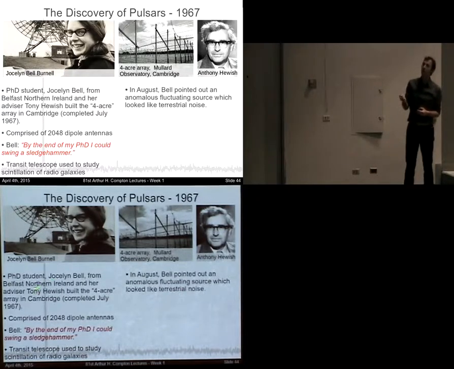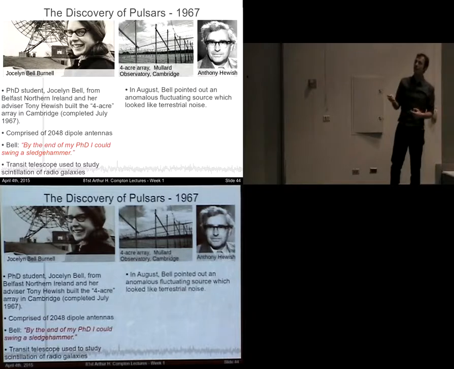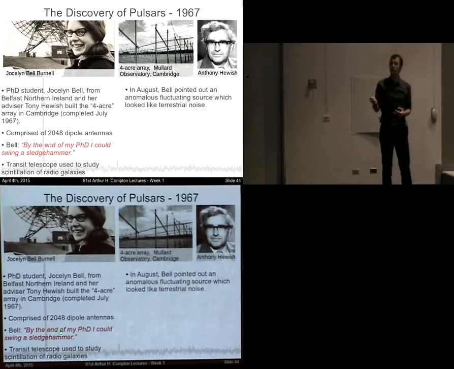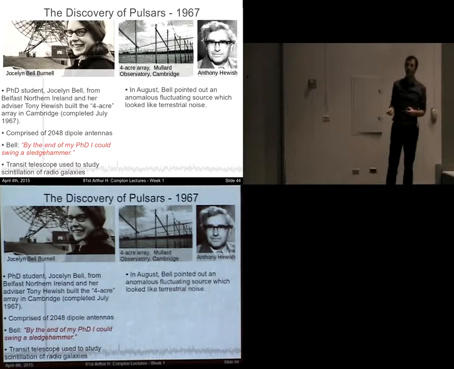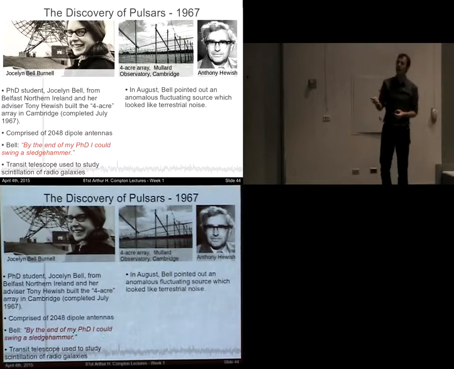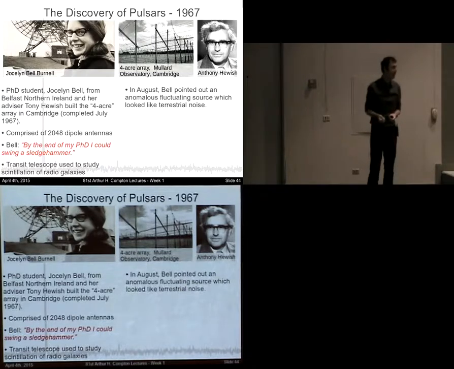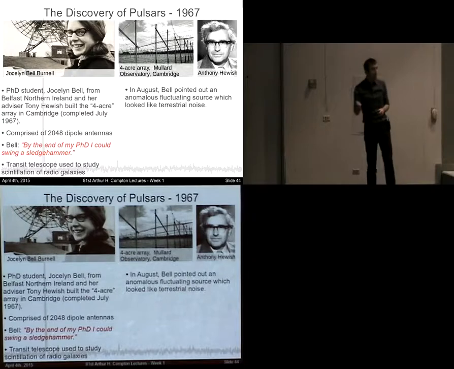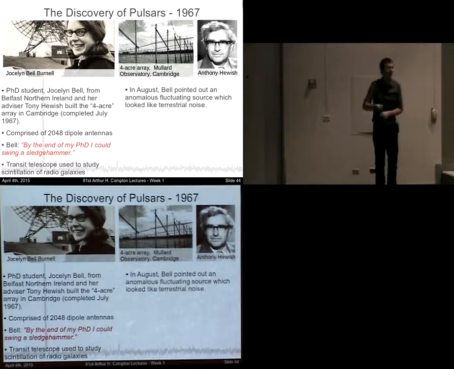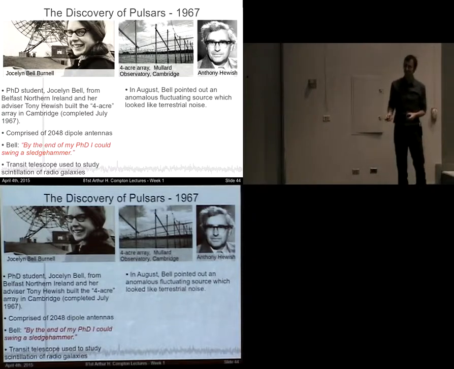So the pulsar was discovered by the PhD student at the time, Jocelyn Bell, who was from Belfast, Northern Ireland. And it comprised of 2,448 dipole antennas. And a quote from Bell at the time was, "By the end of my PhD, I could swing a sledgehammer," because that's what you do with grad students. You put them out there to hammer poles into the ground.